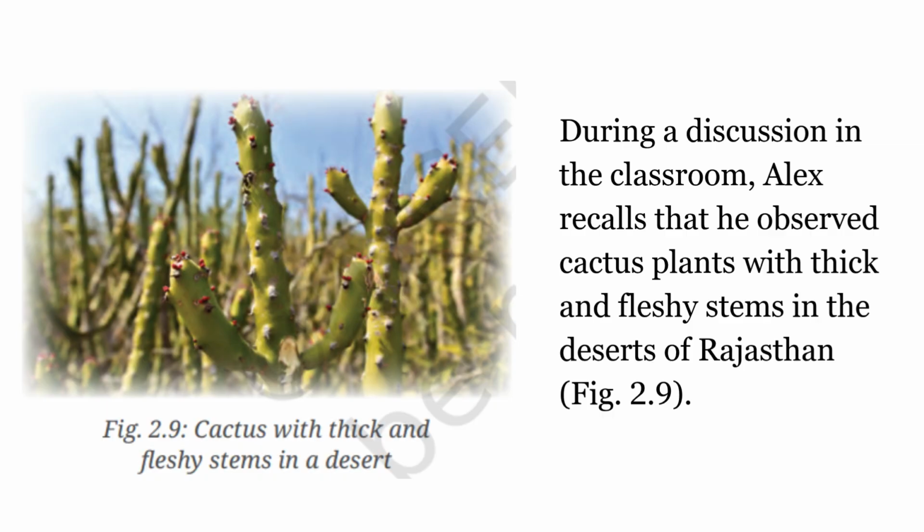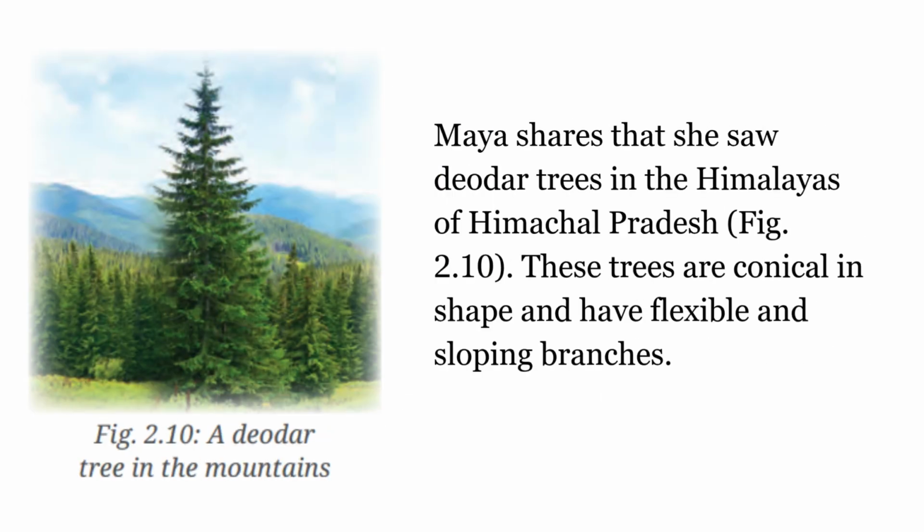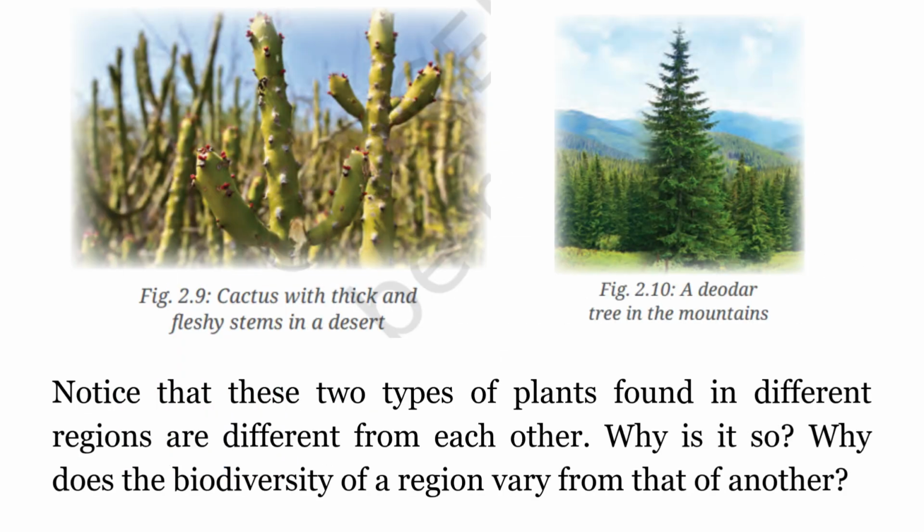During a discussion in the classroom, Alex recalls that he observed cactus plants with thick and fleshy stems in the deserts of Rajasthan. Maya shares that she saw deodar trees in the Himalayas of Himachal Pradesh. These trees are conical in shape and have flexible and sloping branches. Notice that these two types of plants found in different regions are different from each other. Why is it so? Why does the biodiversity of a region vary from that of another?